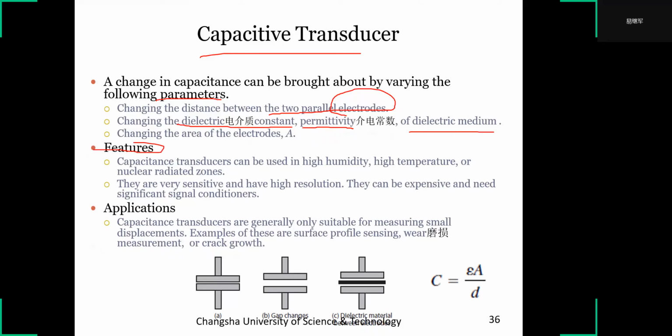Features of the capacitive transducer. Capacitance transducers can be used in high humidity, high temperature, or nuclear radiated zones. They are very sensitive and have high resolution. They can be expensive and need significant signal conditioners.